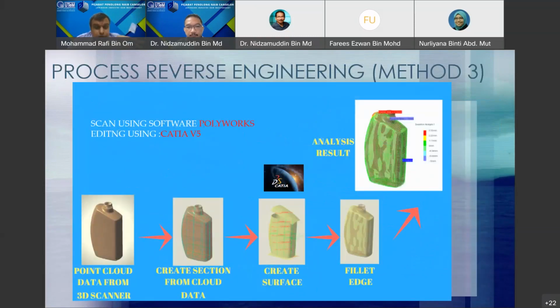For example, this method is also the same, but we use a different software. For the second, third method, we have a scanned soap bottle, and then we make a cross section, and then we create a surface using CATIA software, Generative Shape Design. We can then compare the quality of your scanning data and the CAD data you created.